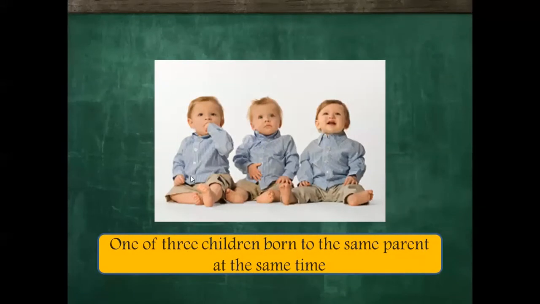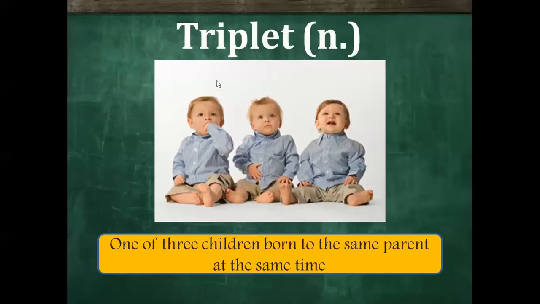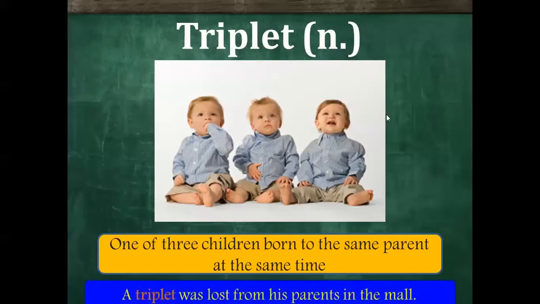After that, here the picture is showing three brothers. One of three children born to the same parent at the same time, like twins, but three. We call them triplet. We call them what? Triplet. Again, triplet. The word is a noun. As we can see in the example, a triplet was lost from his parents in the mall. One of the three kids was lost in the mall.